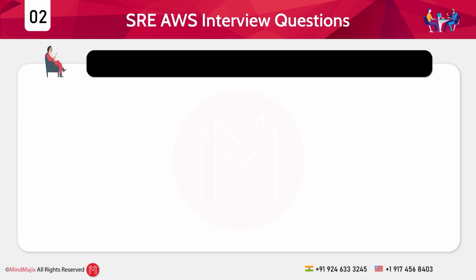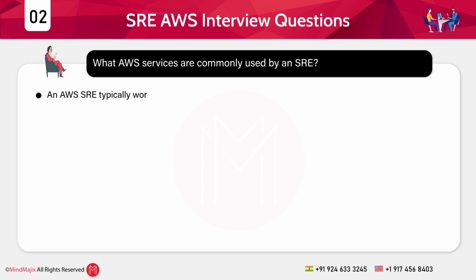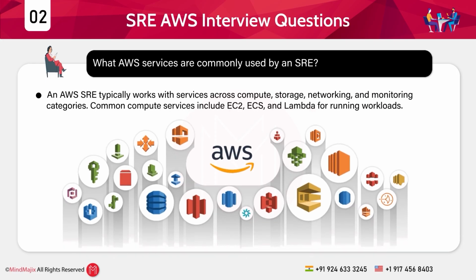So the next question says, what are the services that are commonly used by SREs? So the AWS SRE typically works with the services across compute, storage, networking, and monitoring categories. So common compute services include EC2, ECS, and Lambda for running the workloads. So for monitoring and alerting, we have CloudWatch, X-Ray, and CloudTrail.